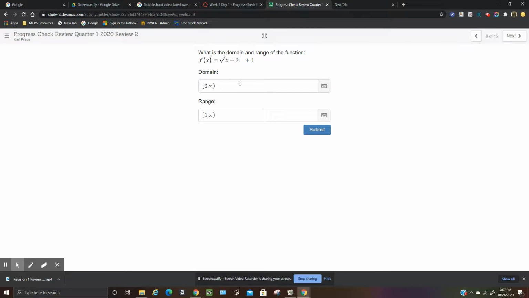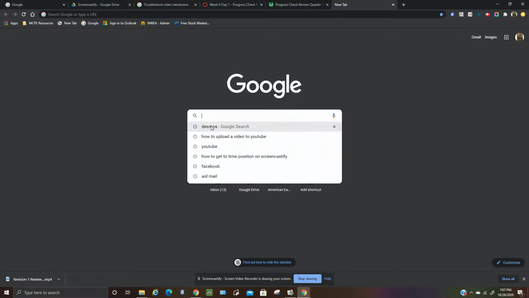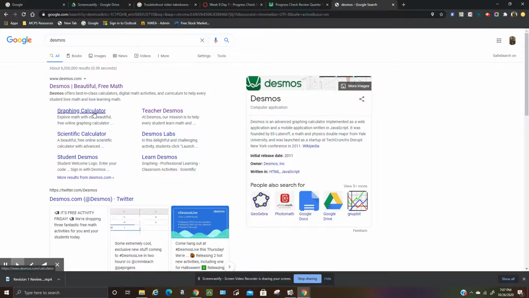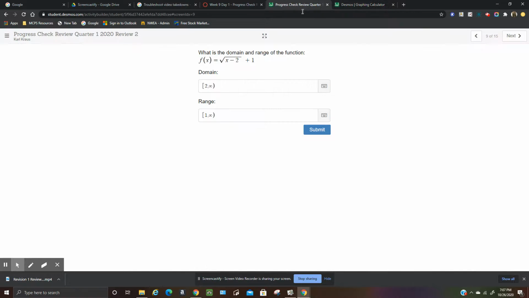And we did this one in class. So 2 to infinity, 1 to infinity. How did I get that? You went to the calculator. So I used the graphing calculator on this one, but the main range is going to deal with the endpoint here. The endpoint is (2, 1).